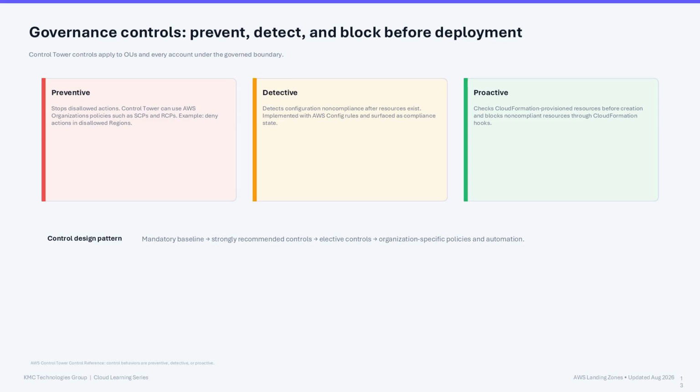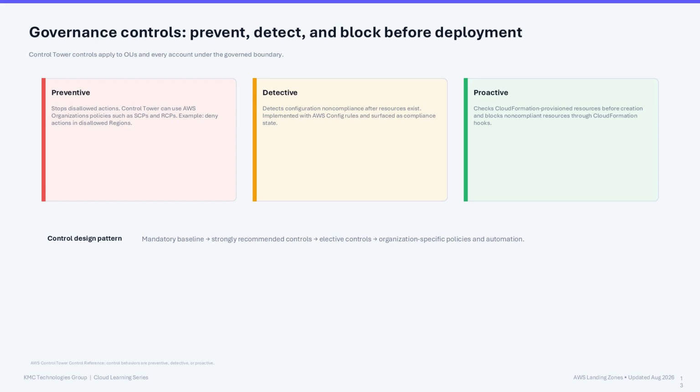Control Tower gives you 3 governance behaviors. Preventive controls stop actions from happening. Detective controls identify non-compliant resources after they exist. Proactive controls evaluate CloudFormation resources before they are provisioned.